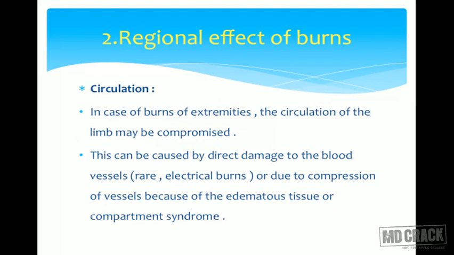Next we have got regional effects of burns. They are in circulation. In case of burning of extremities, the circulation of the limb may be compromised. This can be caused by direct damage to blood vessels, which is rare, seen in electrical burns, or due to compression of vessels because of edematous tissues or compartment syndrome following eschar formation.